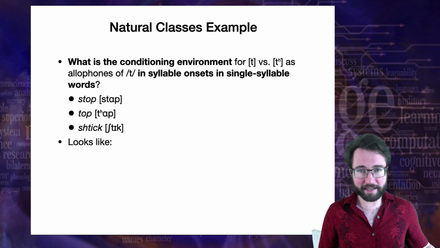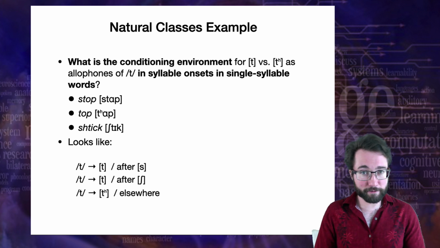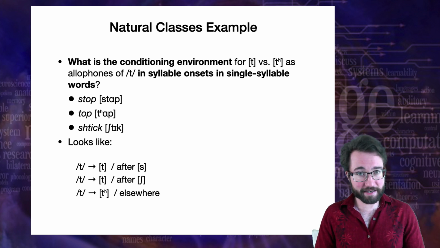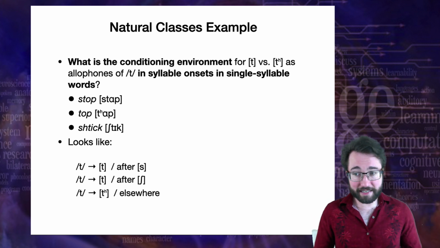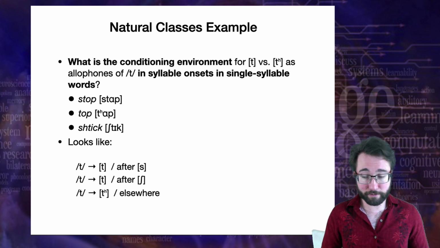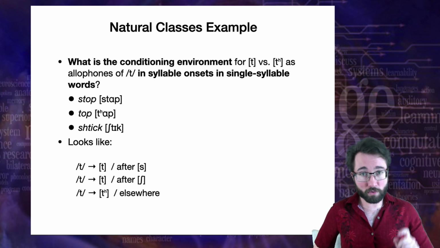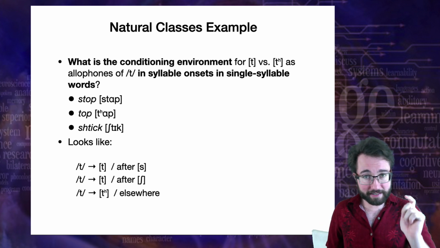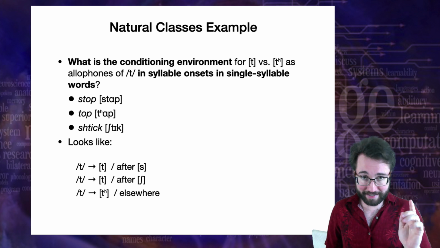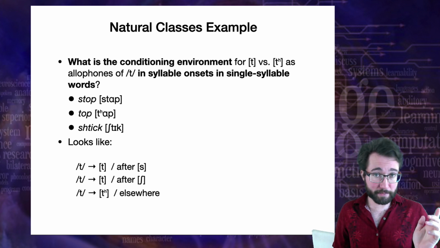So it looks like the distribution of allophones is, we have that the phoneme t is expressed as the sound unaspirated t after the sound s. The phoneme t is expressed as the sound unaspirated t after esh, the post-alveolar fricative. And we have that the phoneme t is expressed as the sound aspirated t elsewhere. So what then is the conditioning environment in terms of natural classes for the unaspirated t, as in stop?